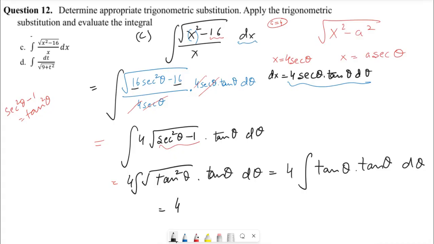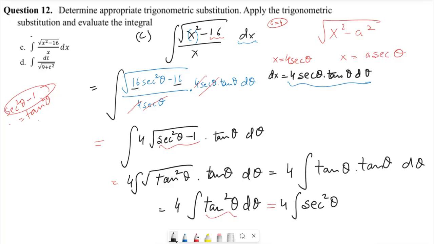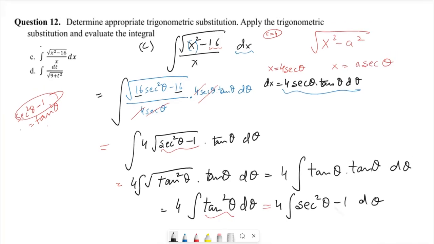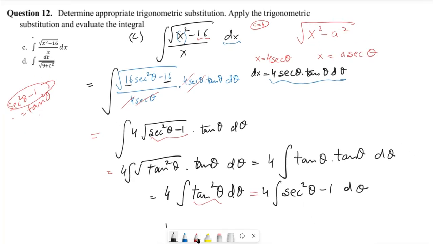Basically, we have 4 times the integral of tangent squared theta. How do we solve tangent squared theta? From the same identity, tangent squared theta is secant squared theta minus 1. So we are back to the integral of secant squared theta minus 1 d theta. We know the integral of secant squared theta is tangent theta, minus the integral of 1, which is theta, plus c. So your answer is 4 tangent theta minus 4 theta plus c.